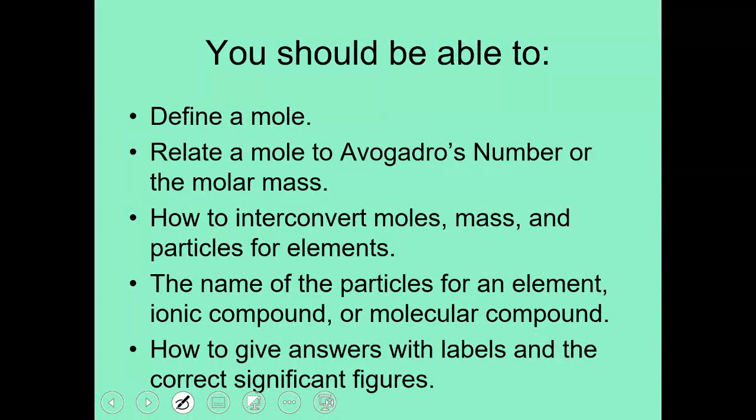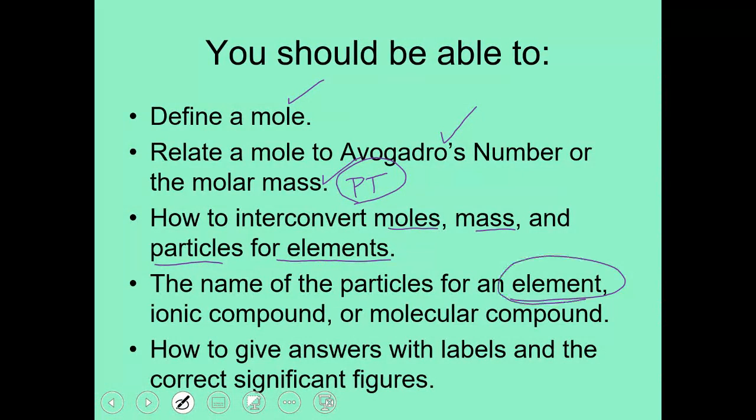So we know that a mole is 6.02 times 10 to the 23rd particles. We know that that number is Avogadro's number, and that we can convert from moles to mass using molar mass, the molar mass being that mass on the periodic table. We know how to interconvert moles, mass, and particles for the elements. We just did a few sample problems.